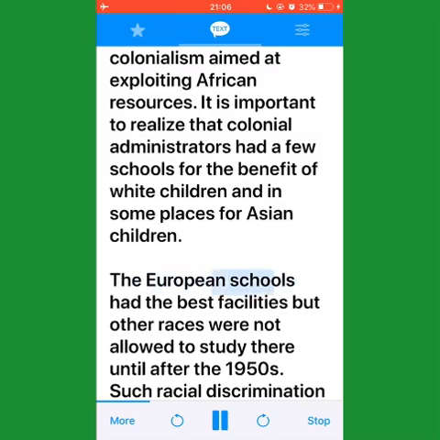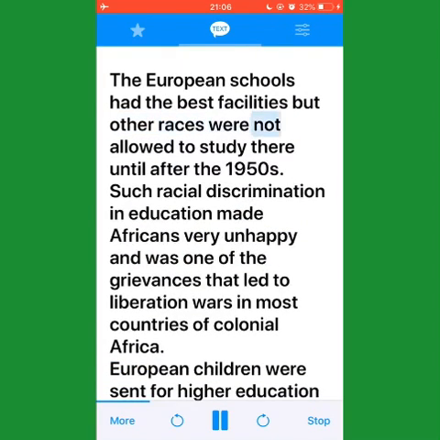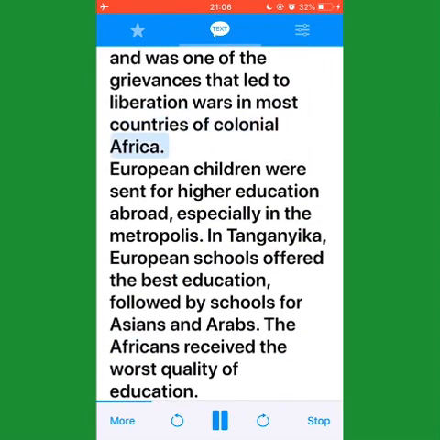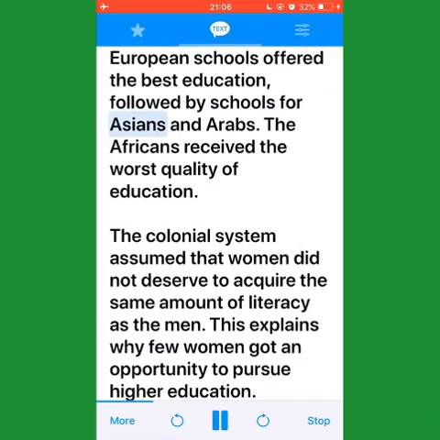The European schools had the best facilities, but other races were not allowed to study there until after the 1950s. Such racial discrimination in education made Africans very unhappy and was one of the grievances that led to liberation wars in most countries of colonial Africa. European children were sent for higher education abroad, especially in the metropolis. In Tanganyika, European schools offered the best education, followed by schools for Asians and Arabs. The Africans received the worst quality of education.